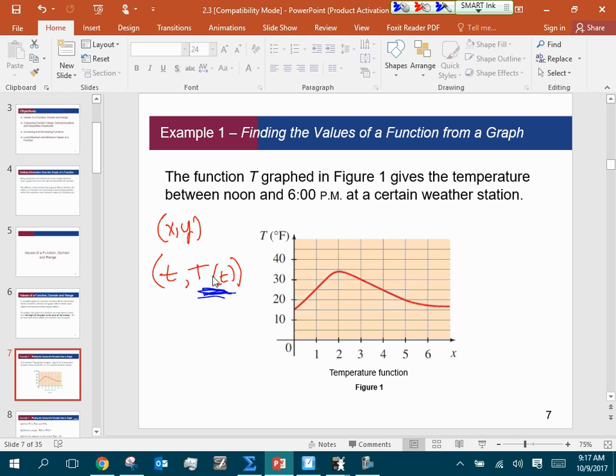So that notation, which we call function notation, tells me a lot more about my graph and my problem than what that did. This tells me I'm going to pass the vertical line test. This tells me no matter what t value I choose, there's one and only one temperature that's going to go with it. X comma y does not say that. So this is a little bit more informative to us in regards to this particular problem.